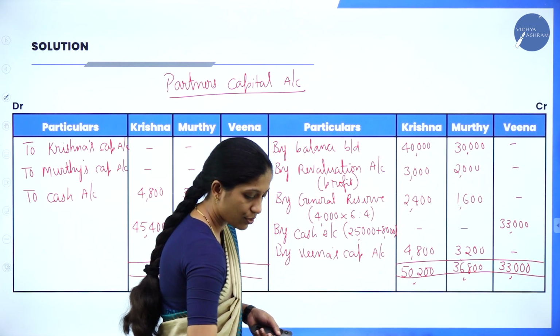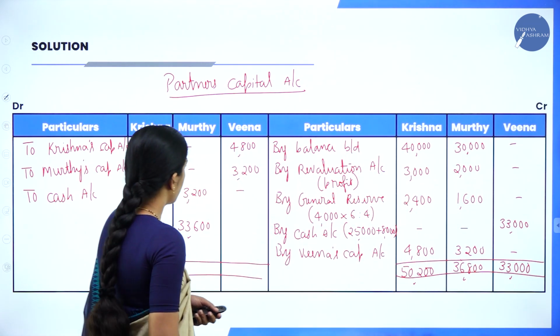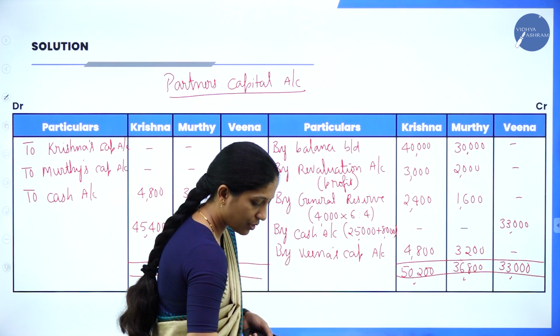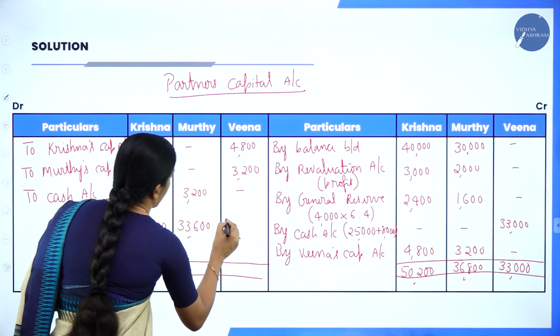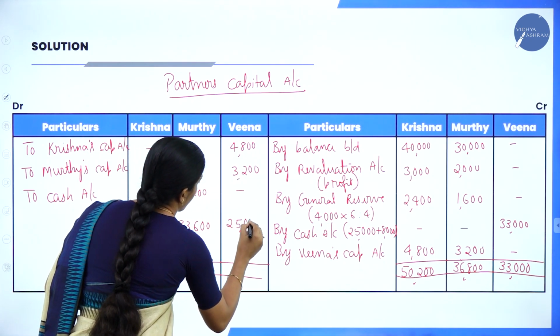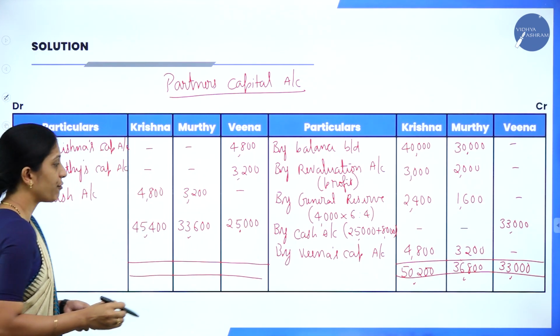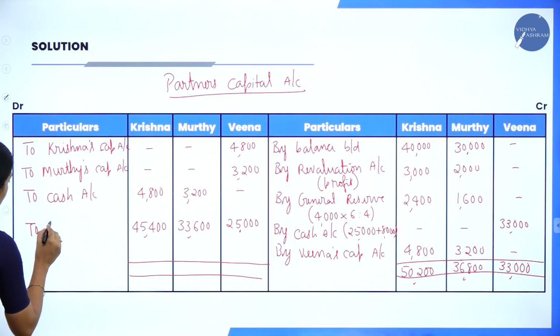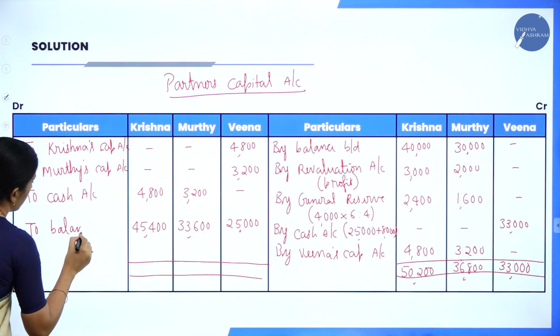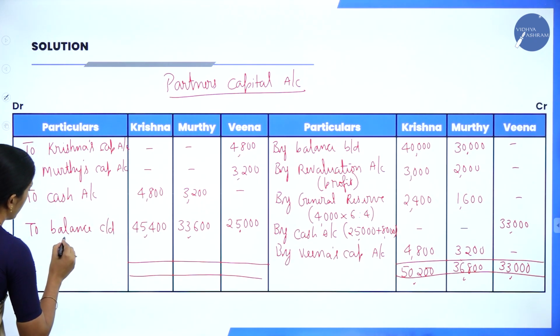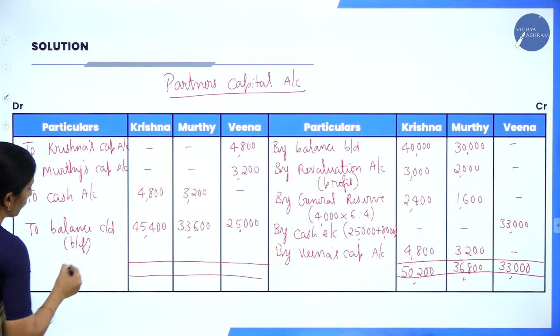Next is, here it is 33,000. So 33,000 minus 4,800 minus 3,200. So it will be 25,000. So this is a balancing figure. So I will write it as "To balance carried down", and this is the balancing figure.